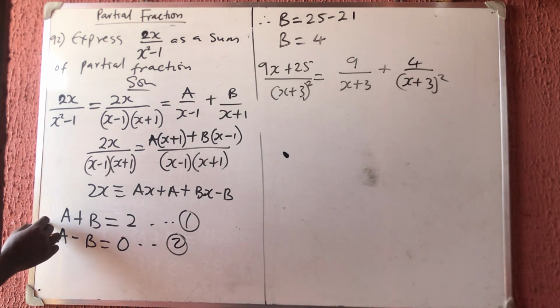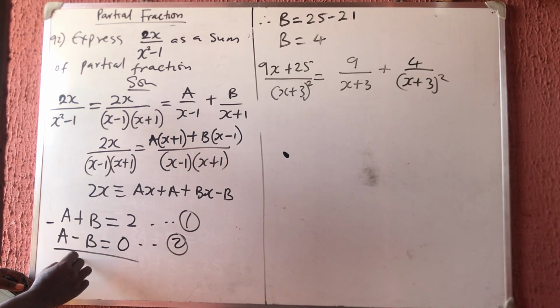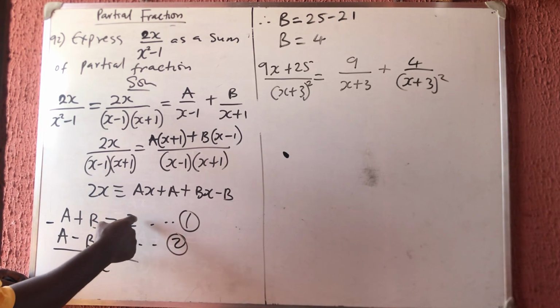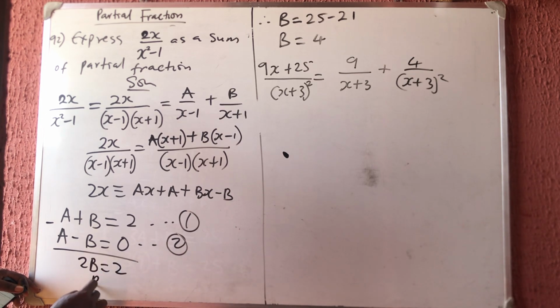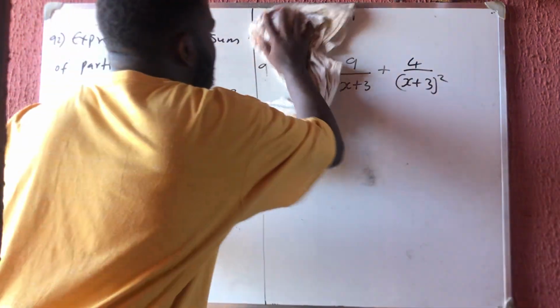How do we solve? If I do minus to eliminate, this minus this is gone. Minus minus is plus. So b plus b, we have what? 2b is equal to this minus this, which is what? 2. So my b is equal to 2 divided by 2, which is what? 1.